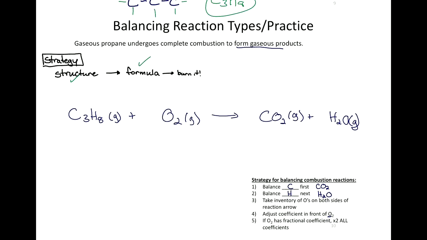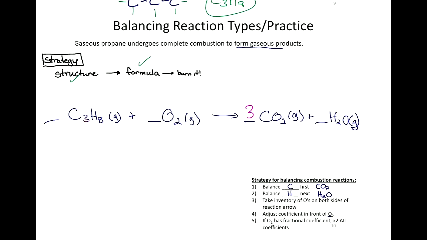Right, so I have my strategy there in the corner. If you follow the strategy, you'll be right every single time for a combustion reaction. So first we want to balance carbons using CO2, changing the coefficient in front of CO2. So let's go ahead and do that. How many CO2 molecules are going to be formed here? 3. Yep, because we have 3 carbons here in propane.